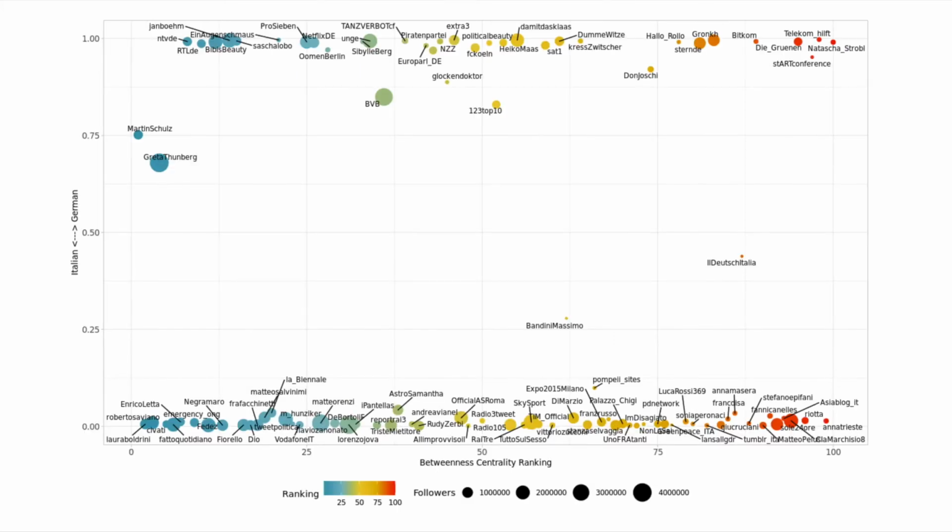More interesting are the outliers in the top 100 accounts by betweenness. Those with a mixed follower-followership can be considered bridges between the language communities. For example, Martin Schulz, former president of the European Parliament, international climate activist Greta Thunberg, or a small website Il Deutsch Italia, which publishes news from Germany in Italian.